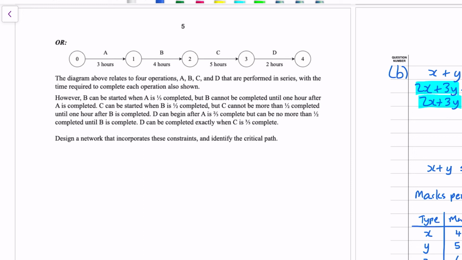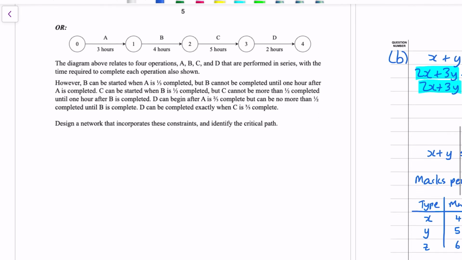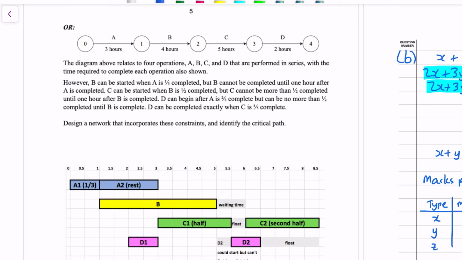If you've done critical path analysis, you know that you normally draw a network diagram, you do a forward pass and a backward pass, then you sometimes do a Gantt chart. But logic will get us through this. And I've just copied that Gantt chart in from the back of the mark schedule just to explain this, because it's a really quick way of communicating the information that we're given.